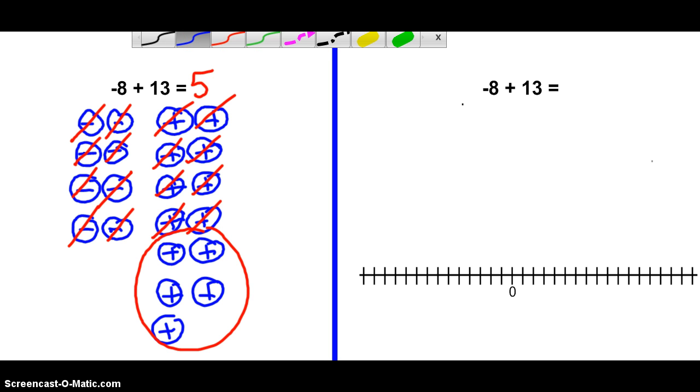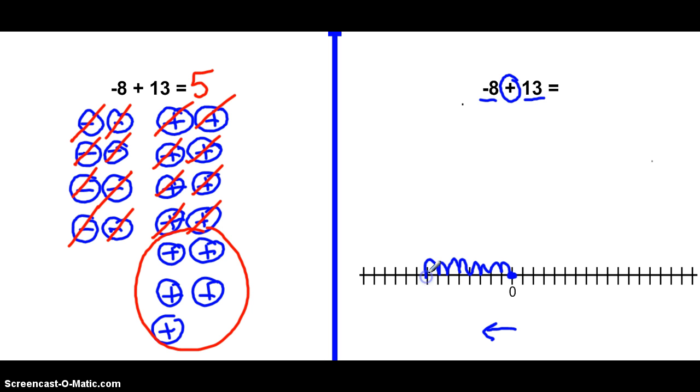Okay? Now, let's try this on the number line. Once again, we're doing addition. Here are the two numbers. Always start on 0. The first number is a negative 8, so which way should we look? We should look to the negative direction, which is this way. And we're going to walk forward that way. 1, 2, 3, 4, 5, 6, 7, 8. And we stop there. Here's my negative 8.